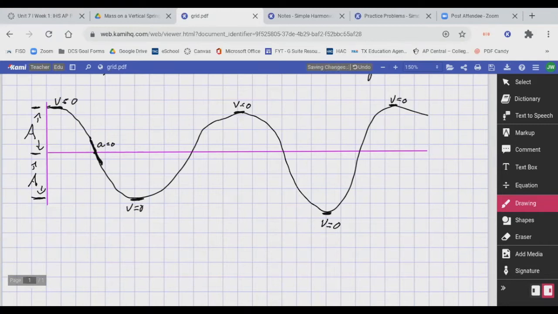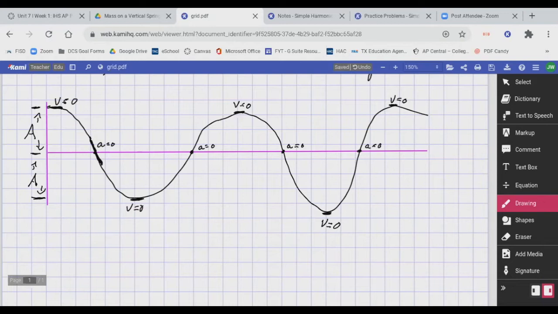I'm going to use a lowercase a here so that we don't confuse amplitude, the uppercase A, with acceleration, lowercase a. So anywhere that we cross the axis, acceleration is 0.